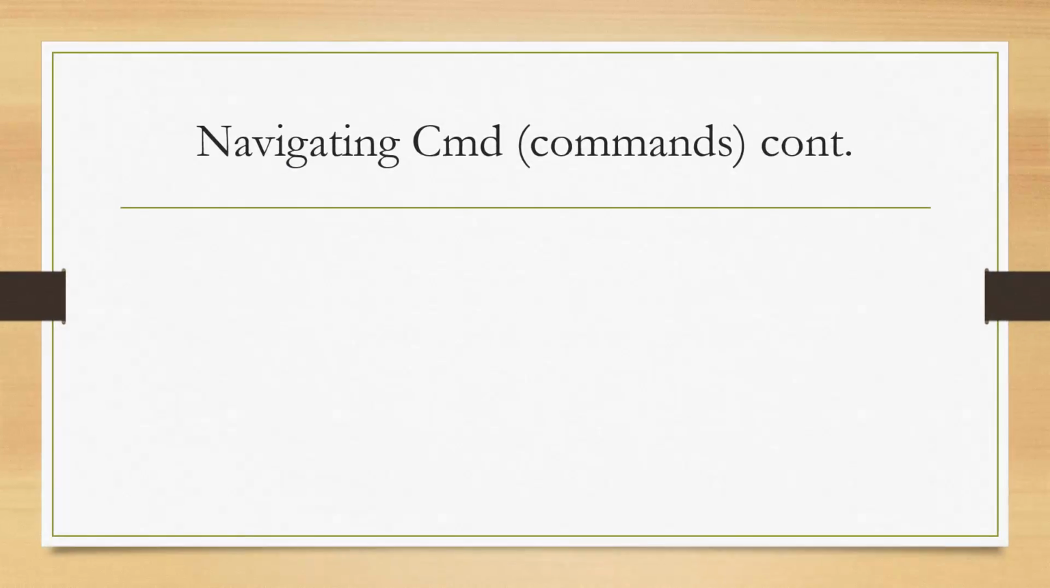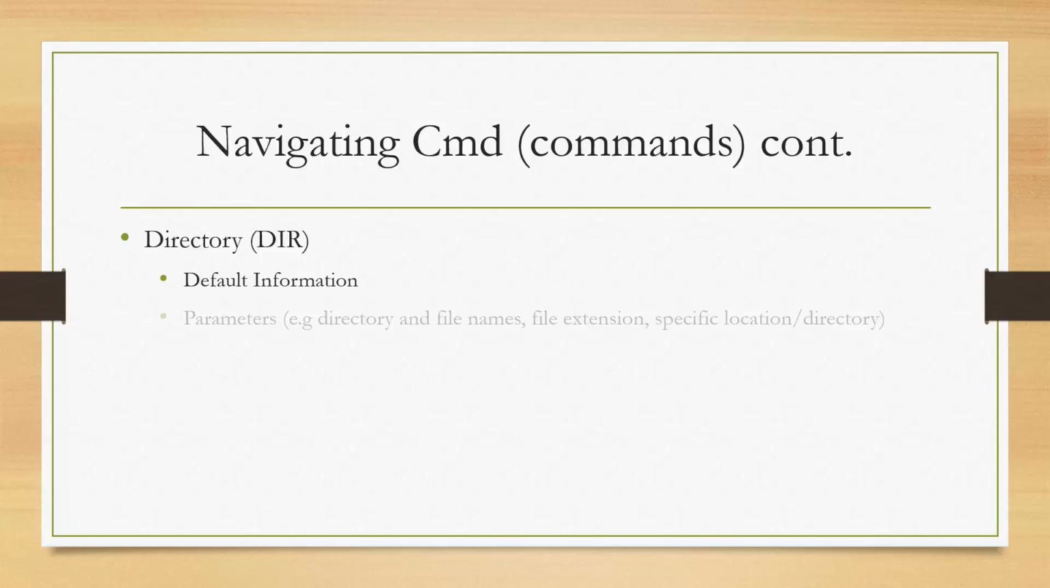Once we learn how to move from one directory to another, we would at times need to know what directories and files are stored in a directory. The command for this is appropriately named directory, dir. There is some basic information displayed if we simply type dir in command prompt, such as directory or file names, directory or file size, directory or file types, and last modified time of the directory or file.